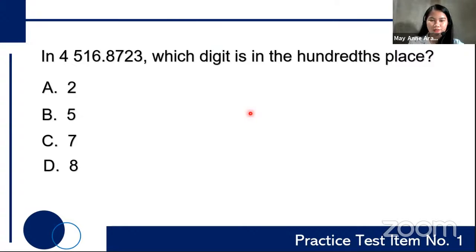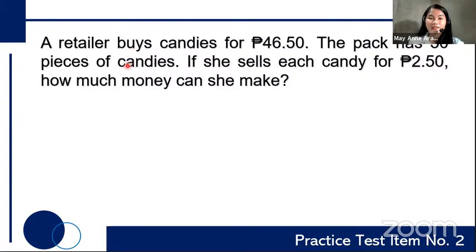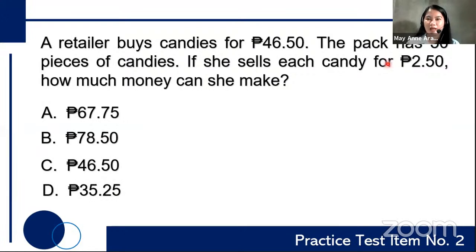Okay, next question. A retailer buys candies for 46 pesos and 50 centavos. The pack has 50 pieces of candies. If she sells each candy for 2 pesos and 50 centavos, how much money can she make? Okay, these are the options. A is 67 pesos and 75 centavos. B is 78 pesos and 50 centavos. And for C, 46 pesos and 50 centavos. And letter D, 35 pesos and 25 centavos.